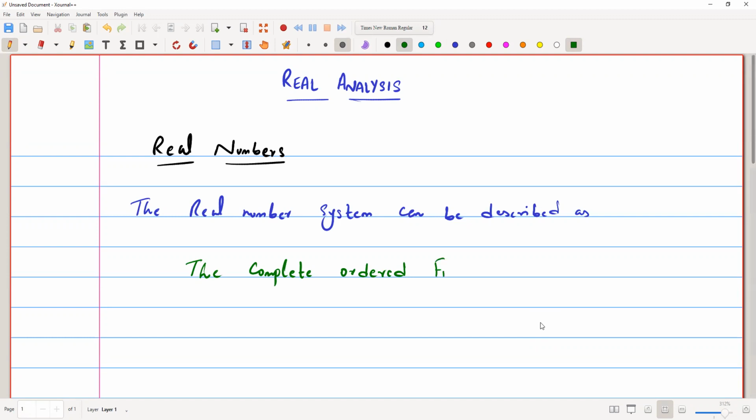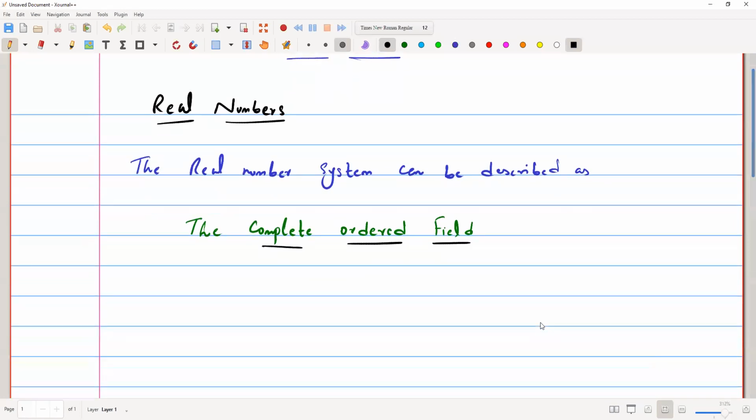Now we'll see what actually these words mean, what we mean by complete, what we mean by ordered, and what we mean by field. So I will now talk about these properties. First of all, we will check the field properties of the field of the real numbers.